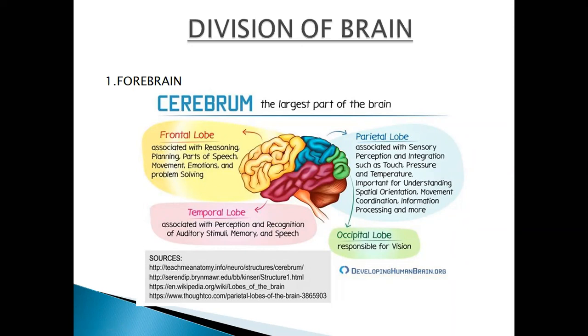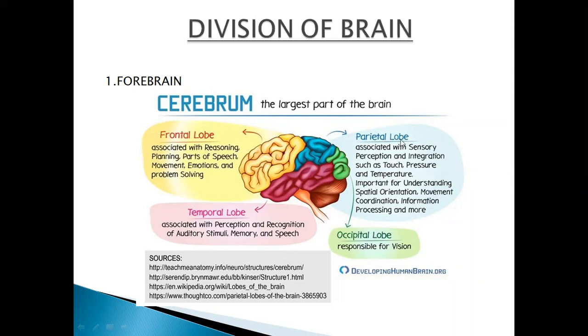What is the function of the parietal lobe? It contains sensory areas that receive impulses from the skin. Impulses from the skin can be in the form of touch, pressure, and temperature. So parietal lobes feel any sensation from the skin, right? It is important for understanding spatial orientation, movement, coordination, information processing, and more. These all are the functions of the parietal lobe.